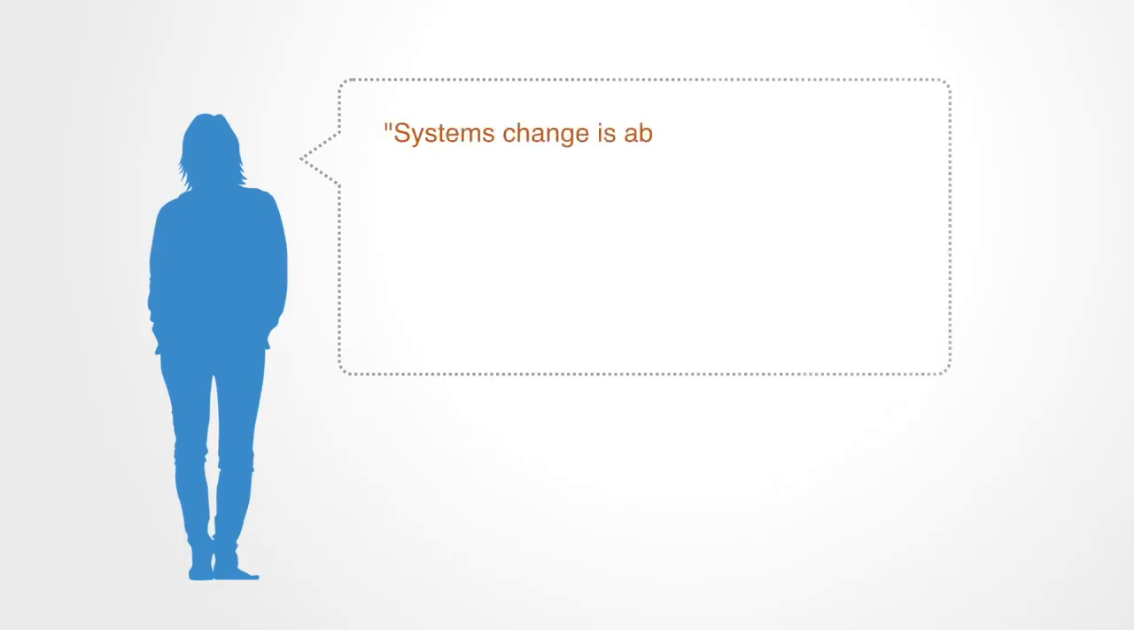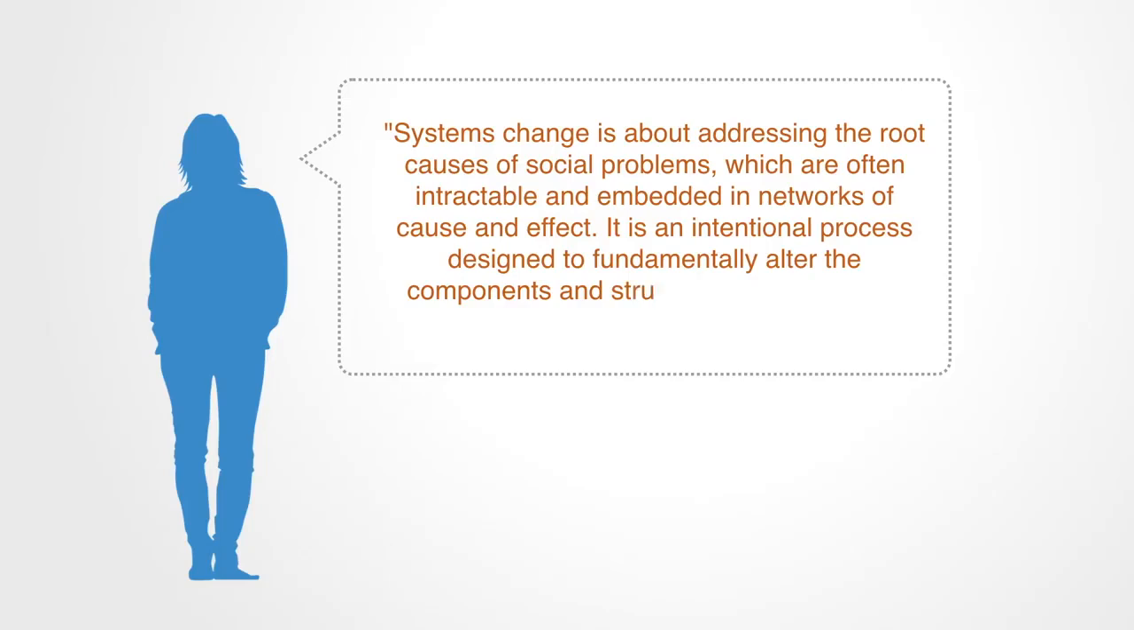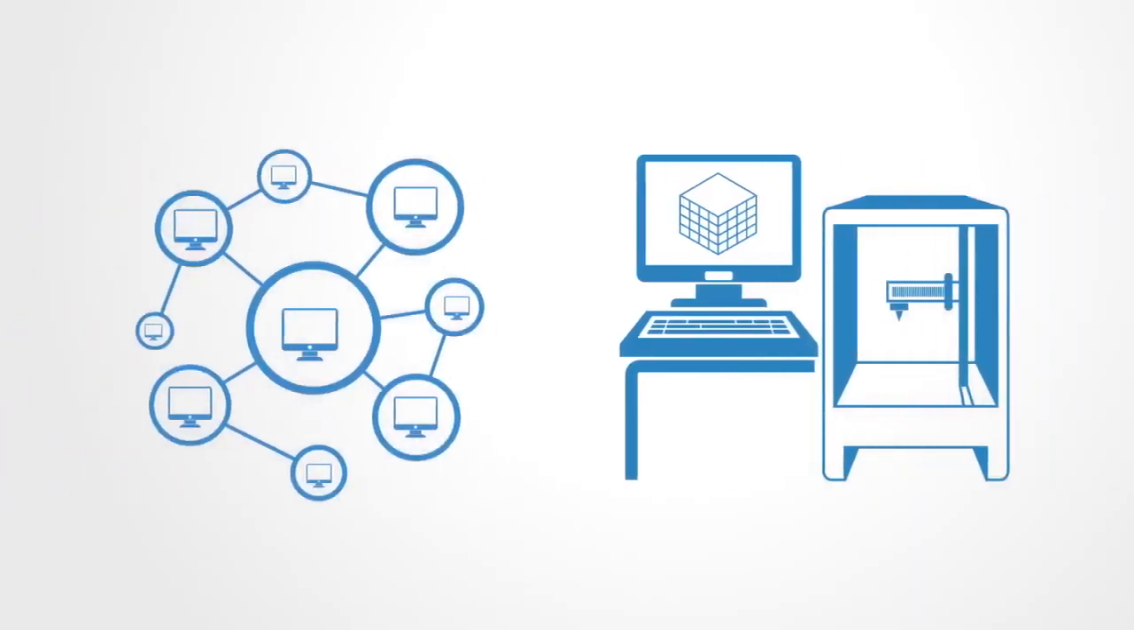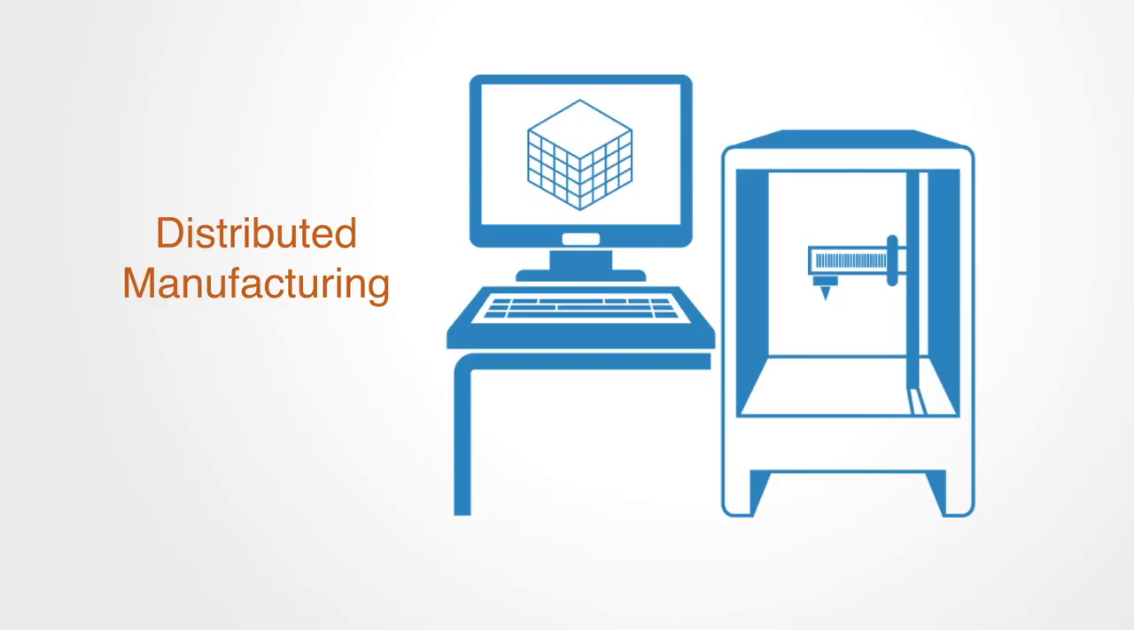As Rachel Wharton of London Funders writes, systems change is about addressing the root causes of social problems, which are often intractable and embedded in networks of cause and effect. It is an intentional process designed to fundamentally alter the components and structures that cause the system to behave in a certain way. In this video, we are going to look at two good examples of systems-level innovations: 3D printing and distributed ledgers.